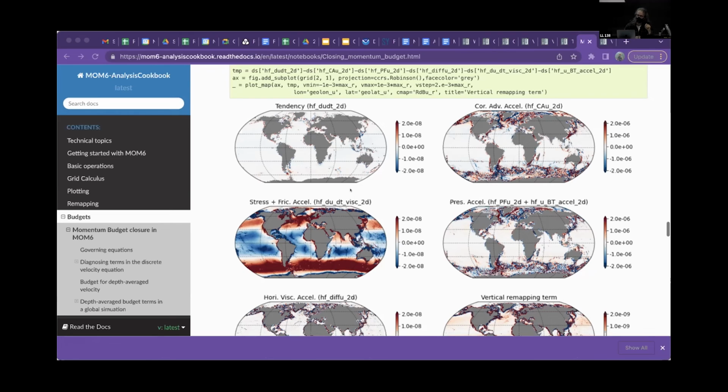If you don't have a good closure, there's always that nagging question in your mind. Well, if you change the climate, are you missing something fundamental? You know, if it's in this residual that you'll often see, oh, it's just 10%.